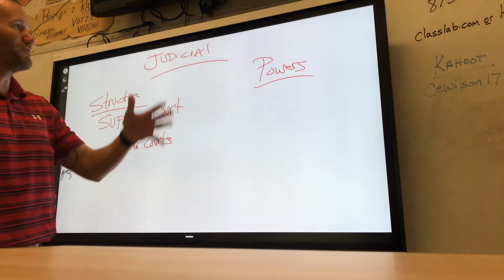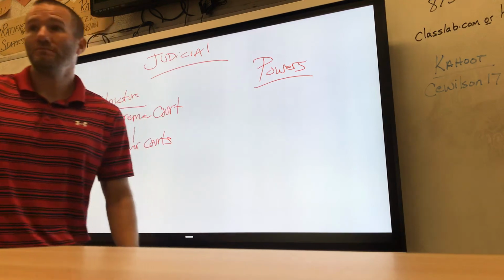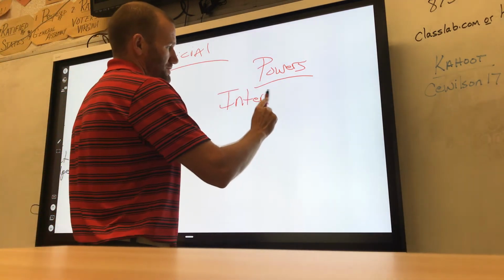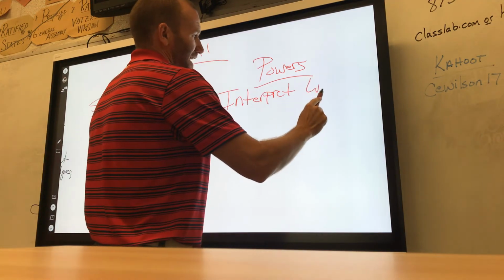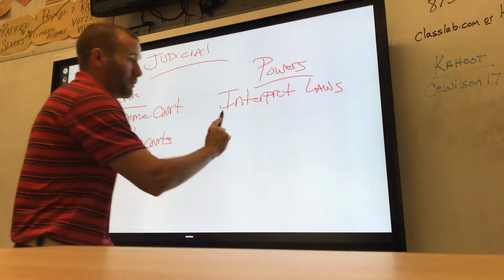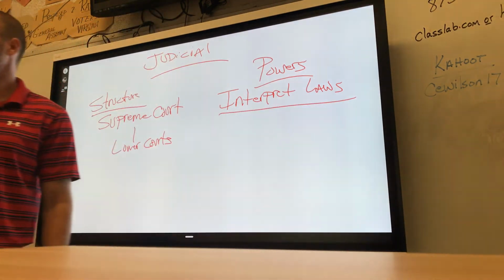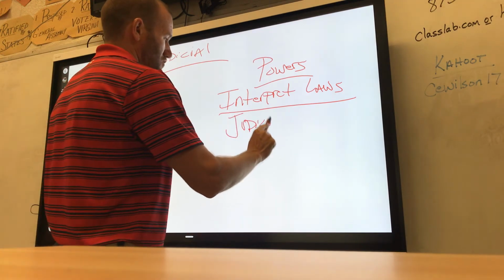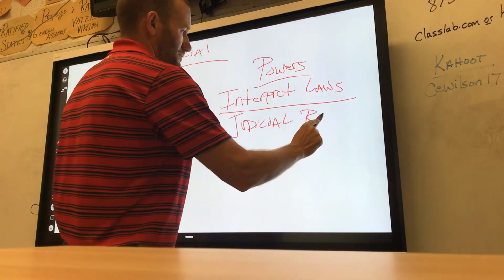What's the power of the judicial branch? Interpret the laws. That has a name. What's the name of their power to interpret the laws? Judicial review. They have the power of judicial review.